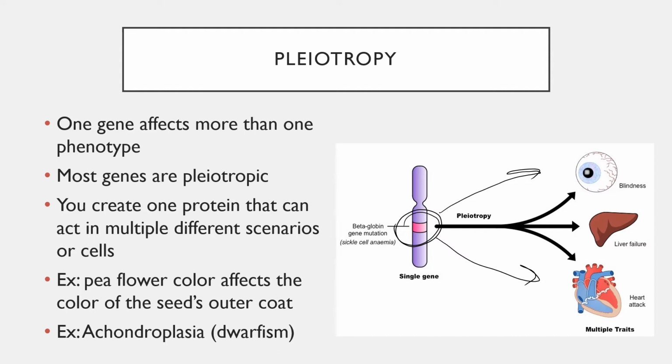And then an example in humans of this producing a different phenotype is achondroplasia. It's a form of dwarfism where you have one gene being affected, but it's going to then carry over into your height, your limb formation, and all of these other characteristics.